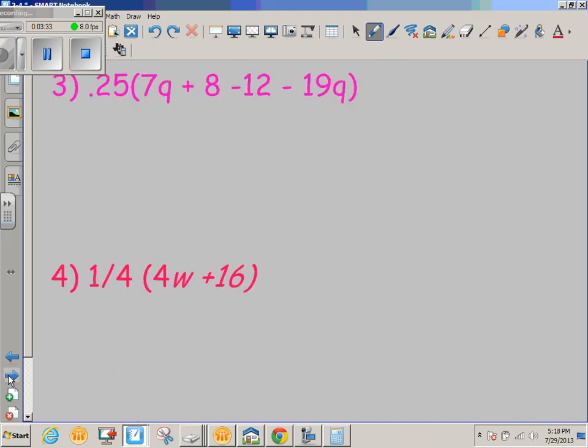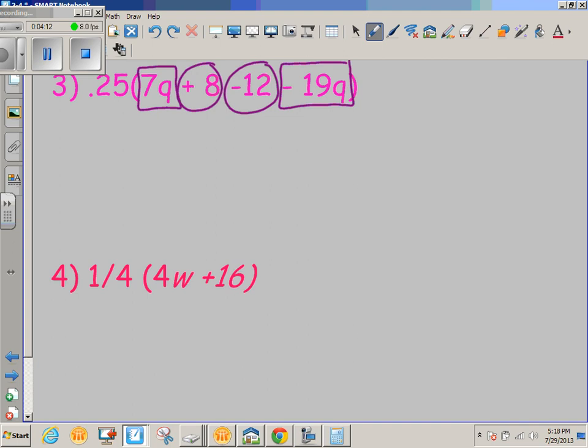In my next example, number 3, I want to continue and always ask myself that question. If there's something that I can combine inside of the parentheses, then I want to do that first. So I noticed right away that I have a 7q. I'm just going to use a box around my 7q. And also, I have a negative 19q. Notice that I did include the negative with the 19q. In addition, inside the parentheses, I have a plus 8. I'll use a circle this time to represent my constants, and I have a negative 12.